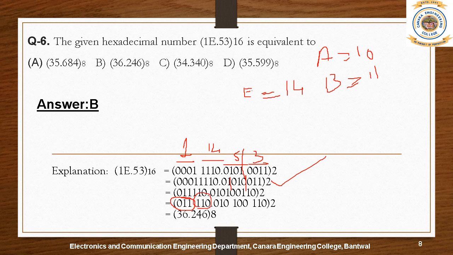So this represents 3, this represents 3, this represents 6. Similarly, this represents 2, this represents 4, and this represents 6. Is that clear? I'll summarize. First you need to convert this 1E56 into its 4-bit binary equivalent. Then the total number is divided into 3 bits and converted back to octal. That is the solution of this.